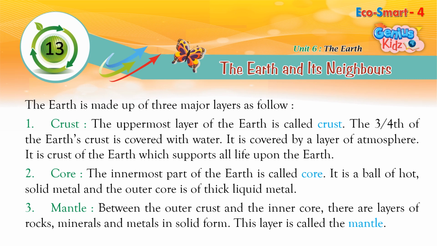2. Core. The innermost part of the Earth is called core. It is a ball of hot, solid metal, and the outer core is of thick liquid metal. 3. Mantle. Between the outer crust and the inner core, there are layers of rocks, minerals and metals in solid form. This layer is called the mantle.